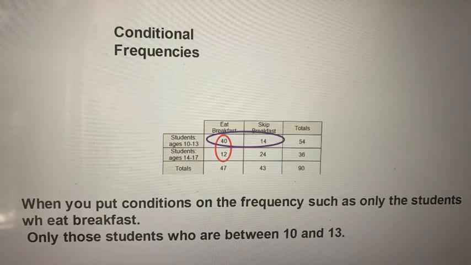Let's look at conditional frequencies. Conditional frequencies are when you put conditions. For example, who eats breakfast? Well, the students that are 10 to 13, there are 40 of them. Students who are 14 to 17, there are 12 of them. All students who eat breakfast are 47, no matter what age they are. What other conditional frequencies do you see?